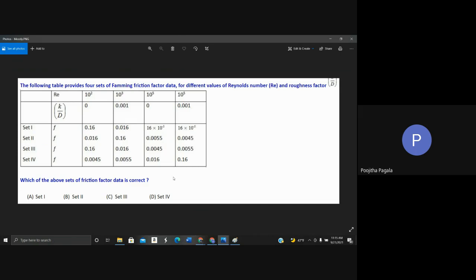This is entirely based on the Moody's friction factor chart. Take 2 minutes to think about it, and everyone let me know your answers one after the other after 2 minutes.